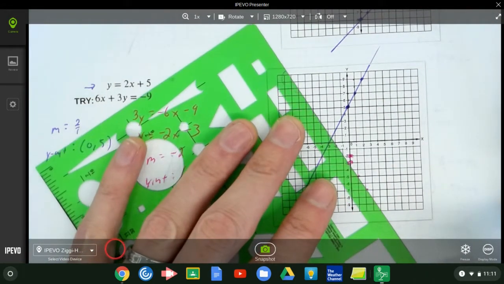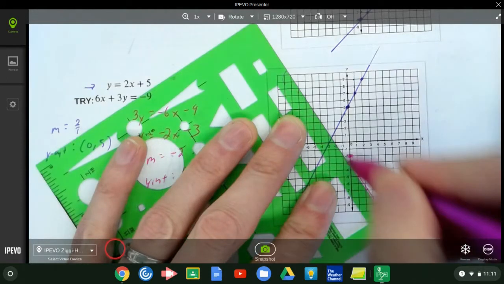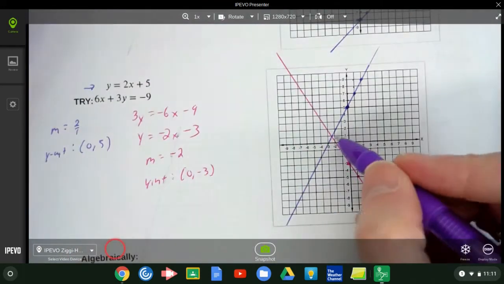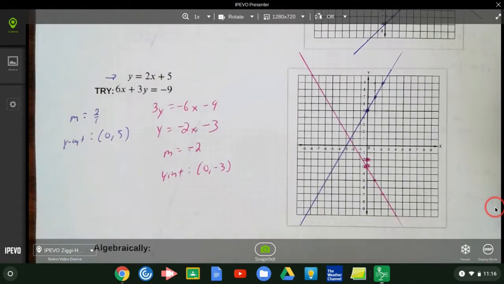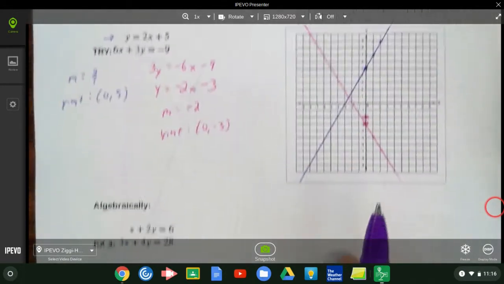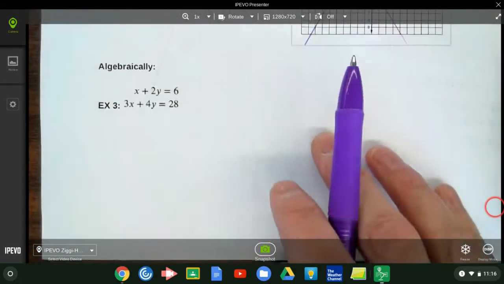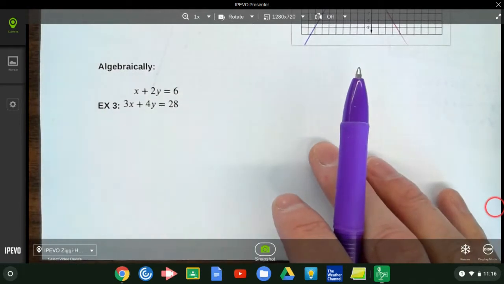And again, it's another case of, hey, these are really close. I'm not 100% sure of where they are. So how do we handle that? Well, the way we're going to handle that is we are going to solve these algebraically. So solving these algebraically, let's take a look at it. We don't need a graph for this in particular.